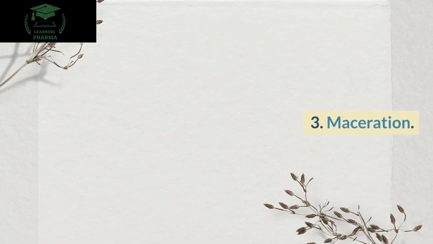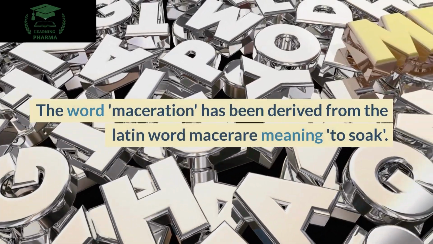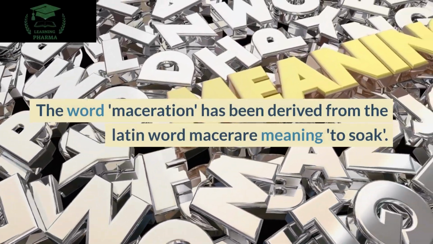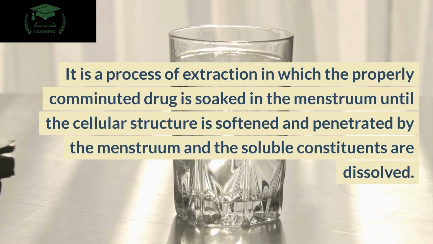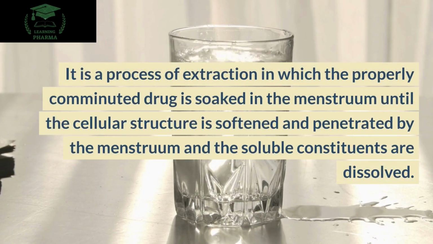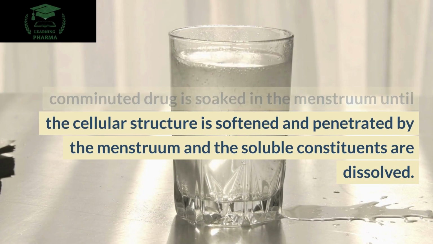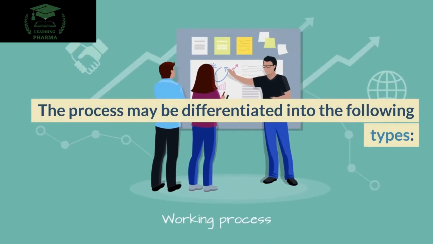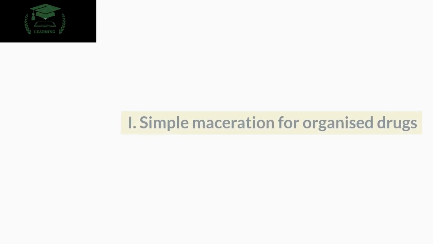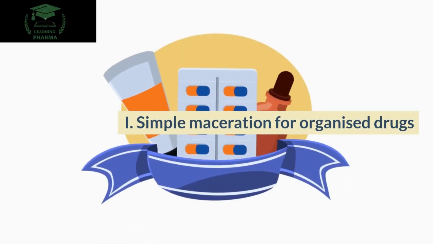3. Maceration. The word maceration has been derived from the Latin word macerare, meaning to soak. It is a process of extraction in which the properly comminuted drug is soaked in the menstruum until the cellular structure is softened and penetrated by the menstruum and the soluble constituents are dissolved. The process may be differentiated into the following types. I. Simple maceration for organized drugs.